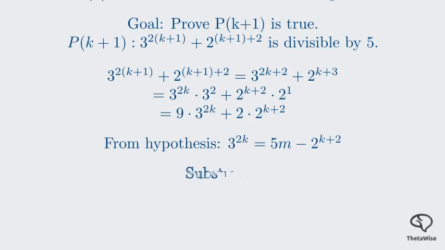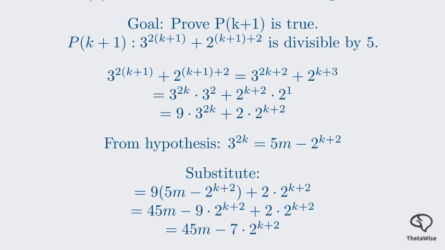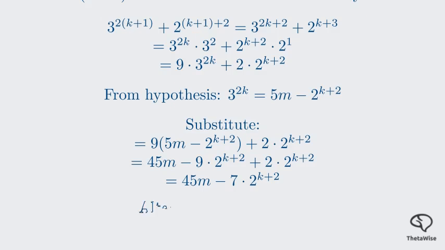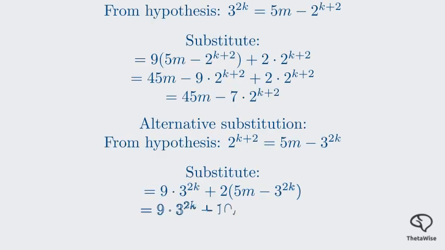Now, let's rearrange our inductive hypothesis. We know 3 to the 2k equals 5m minus 2 to the k plus 2. We substitute this into our expanded expression. We're not there yet because 7 isn't divisible by 5. Let's try another approach. Isolate 2 to the k plus 2 from the hypothesis. From the hypothesis, 2 to the k plus 2 equals 5m minus 3 to the 2k. We substitute this instead. This is better.